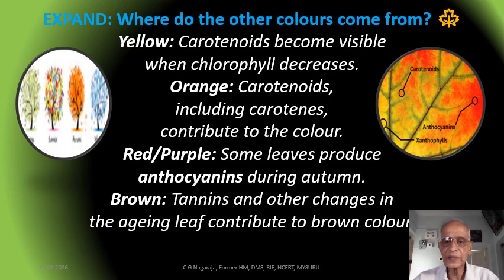The same leaf changes its color. Then where will the different colors come from? It's very simple. The leaf has pigments, I told you earlier. Now the chlorophyll will not show up. Yellow color comes from the carotenoids. Orange also comes from the carotenoid pigments. Red and purple: some leaves have a substance called anthocyanin, and they become either tan or brown or pink in color. On the right side you see different colors in the same leaf.